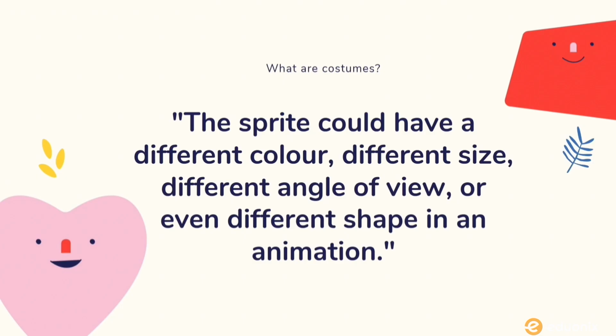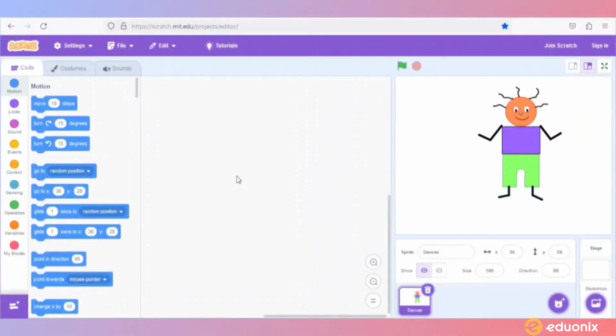Let's emulate that by animating the dancer sprite by creating more costumes. The animations will be smooth and flawless only if more costumes are there, depicting each movement or change. This is very time consuming and requires patience. In our example, we will be creating only 4 costumes.